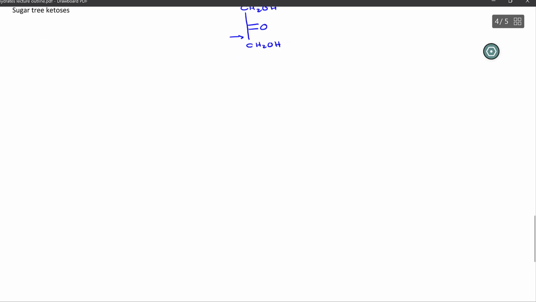So we go down one, and we go like this. And I'm going to do the abbreviated notation like that. And then we go like that. And this is the next sugar for the ketoses, and this is erythrulose. So it has just the one stereocenter, and it's the one that we assign D and L to.